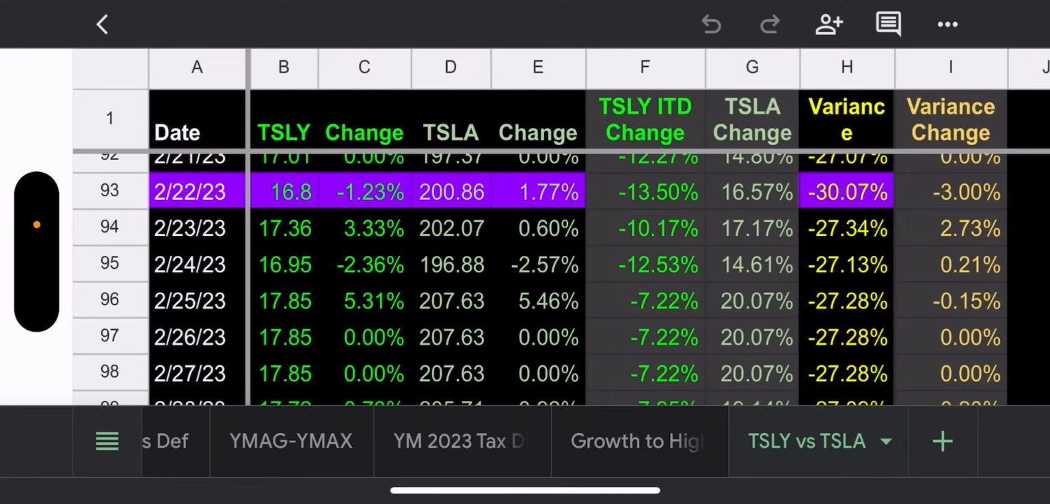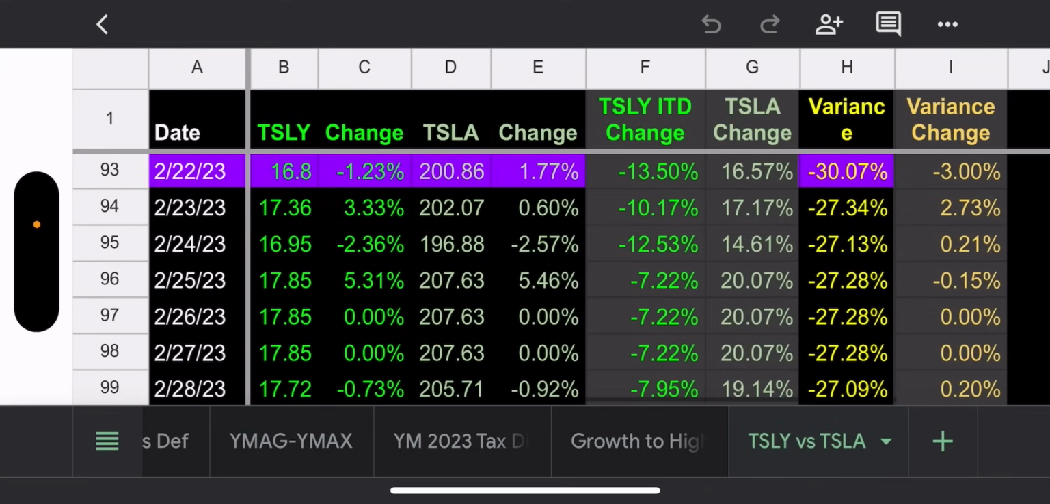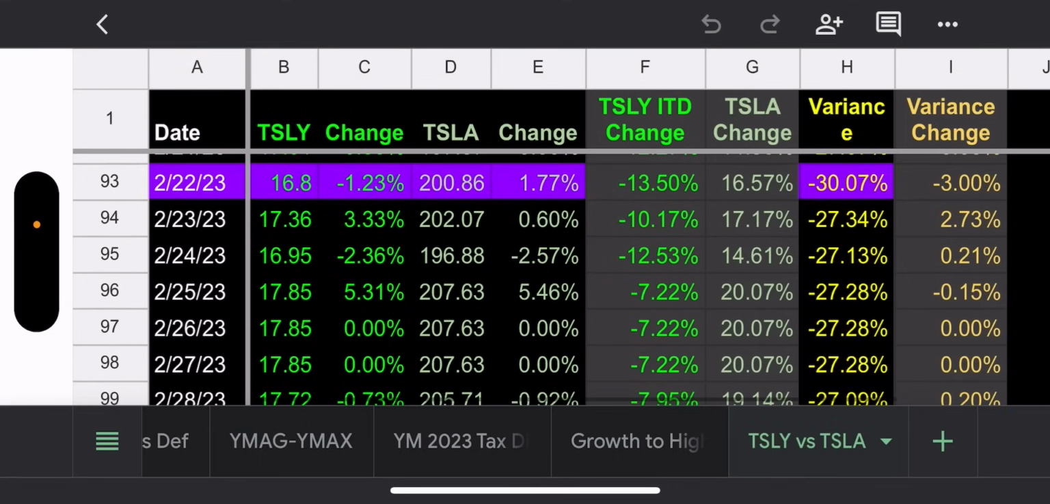This was February 22nd, 2023. But we lost out on 3%. So whatever happened, we took a hit. Maybe they rolled a synthetic. I don't know. But the damage was done. The variance was now at 30% in Tesla's favor.